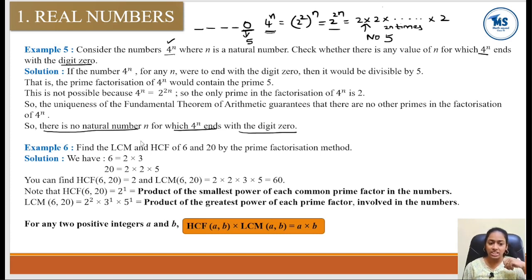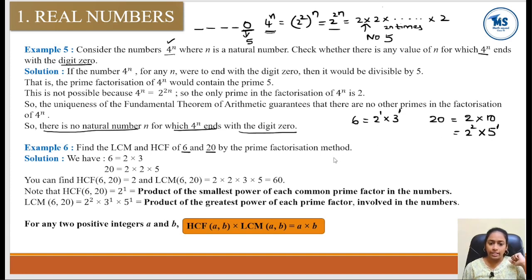Then coming to the next question. Find the LCM and HCF of the numbers 6 and 20 by prime factorization method. First we will write the prime factorization of 6. 6 is equal to 2 into 3. Then the prime factorization of the other number, 20: we can write it as 2 into 10, then again with 2 it will be 2 square into 5. So here you have 2 power 1, 3 power 1, and 2 square and 5 power 1. 5 is a prime number, so we're ending it here.